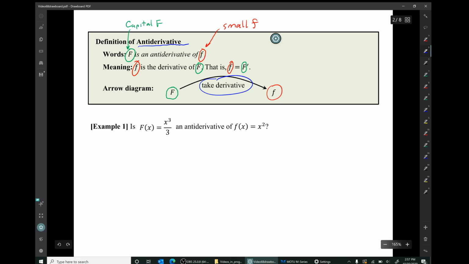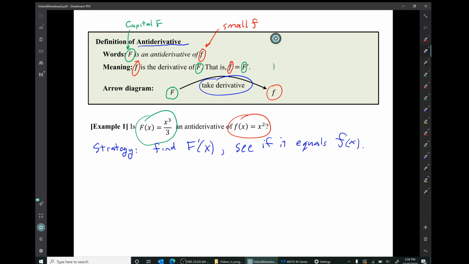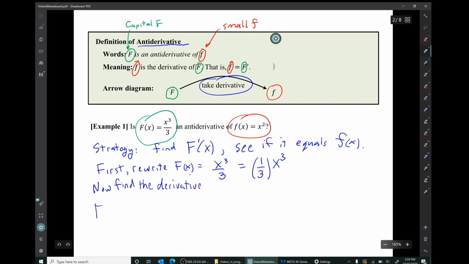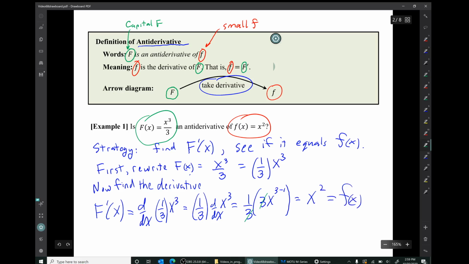So let's do an example. Is capital F equals x cubed over 3 an antiderivative of little f equals x squared? Well, the way that we answer that is we just check to see if it satisfies this condition. So we find capital F prime and see if it equals little f. Now, before finding the derivative of capital F, it will be useful to write it in power function form. In other words, we pull the constant out front. Capital F is the constant 1/3 times x cubed. Now we find the derivative. So our conclusion is yes, because capital F prime equals little f.